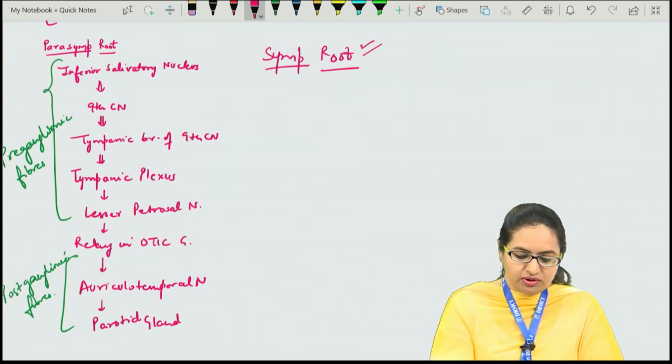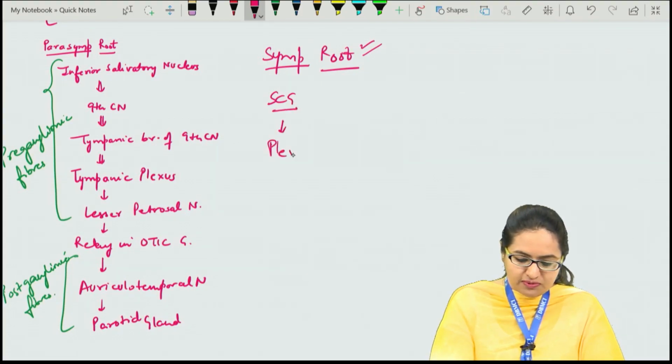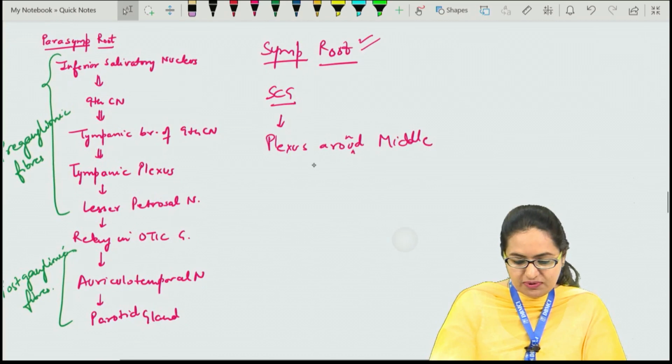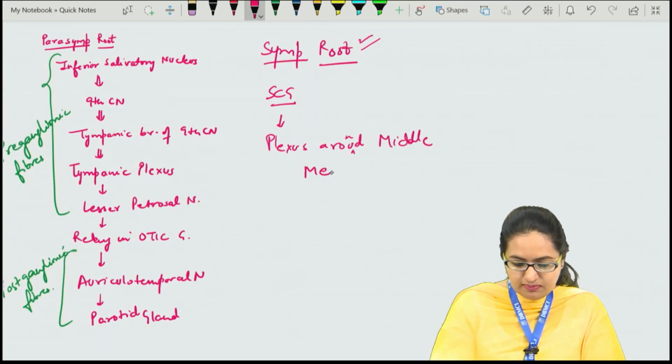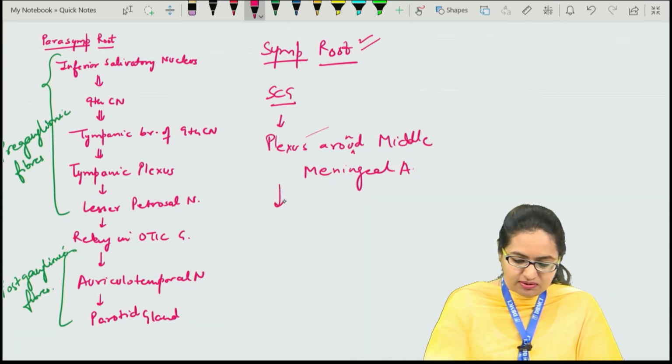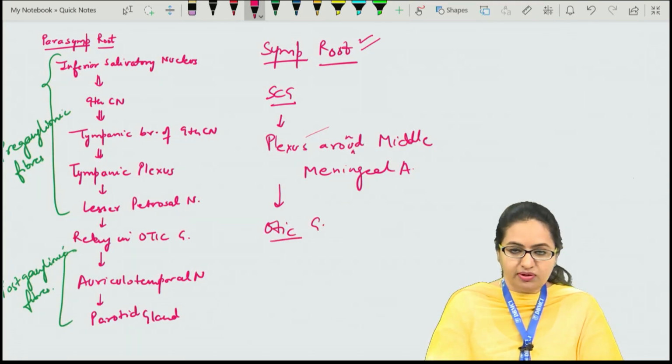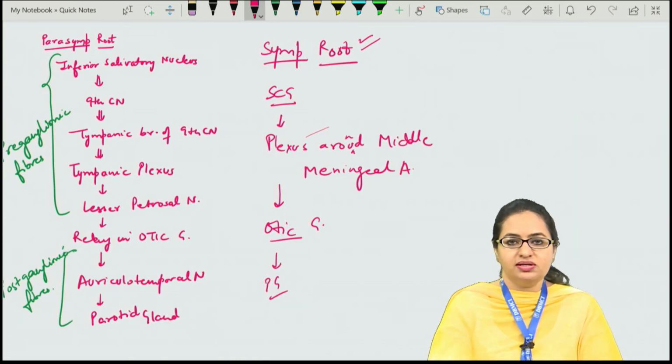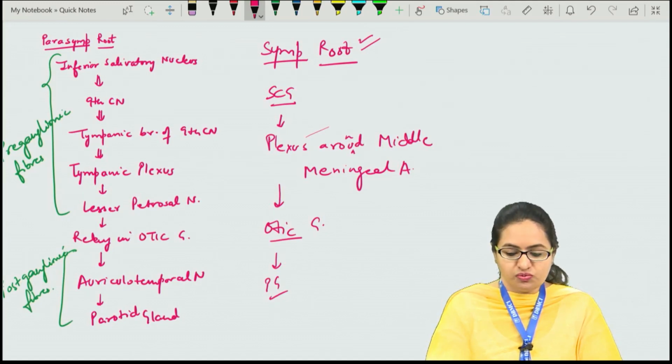The sympathetic root fibers basically arise from the superior cervical ganglion, and then they form a sympathetic plexus around the middle meningeal artery. A branch arises from this plexus and forms the sympathetic root. It does not relay in the otic ganglion, it passes as such, and it will be passing towards the parotid gland. So it is basically giving a vasomotor supply.